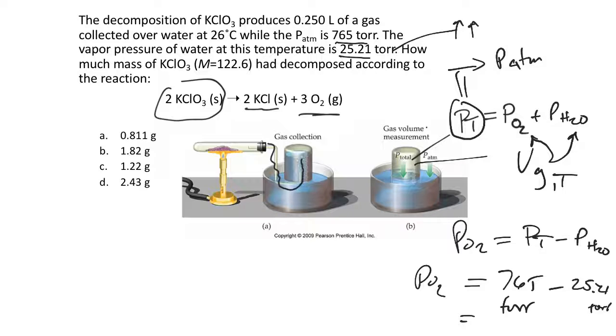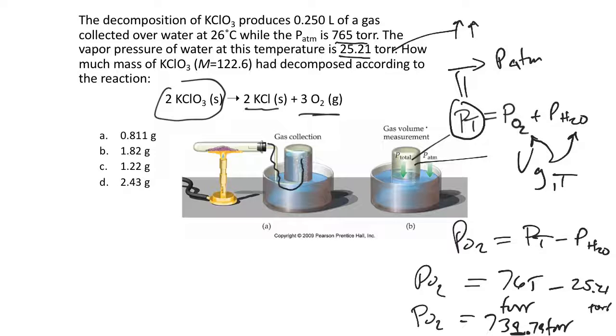So that's 739, call it 740. So 739.79 torr. And so that's the pressure of our oxygen gas that we've formed in this reaction. So now we basically know everything we need to know to calculate the number of moles of oxygen that we've collected.